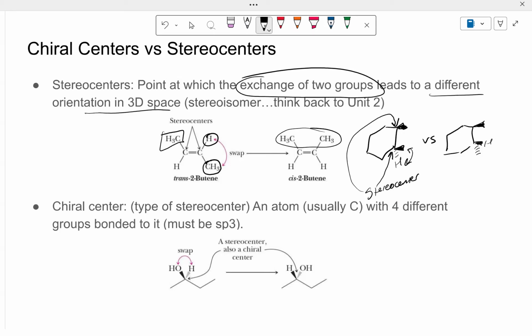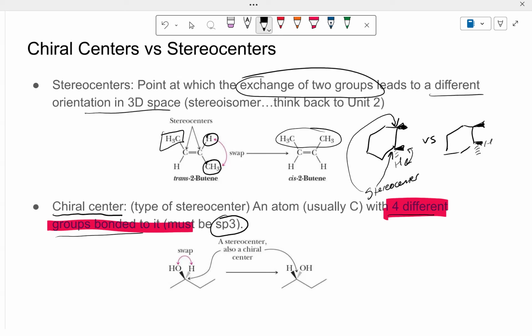Now, a special type of stereocenter that we're focusing on in this chapter is known as a chiral center. These are atoms, and like 95% of the time, that's going to be carbon, with four different groups bonded to it. Circle, highlight, star that phrase right there. This is an atom that has four different groups bonded to it. Now, that means it must be sp3 hybridized. So sp2 carbons cannot be chiral. sp carbons cannot be chiral.